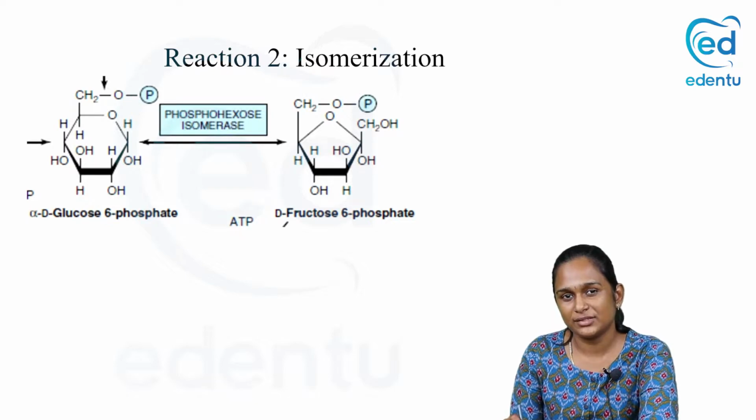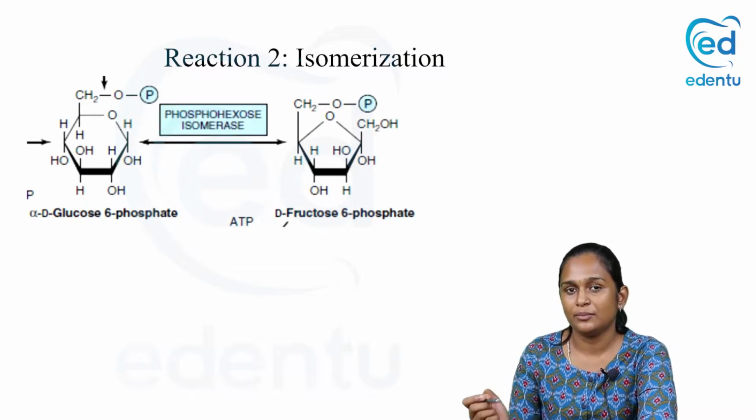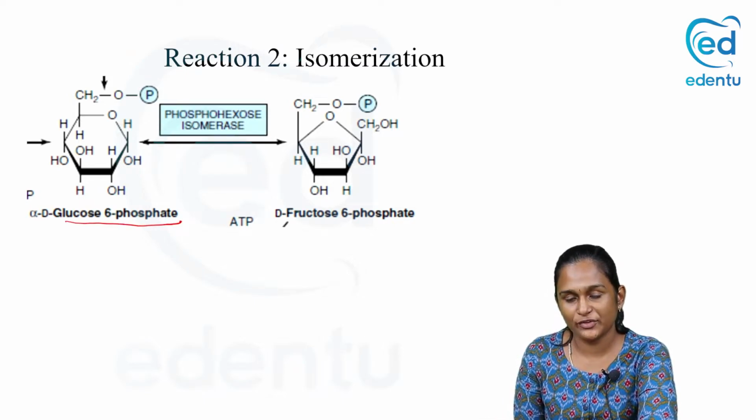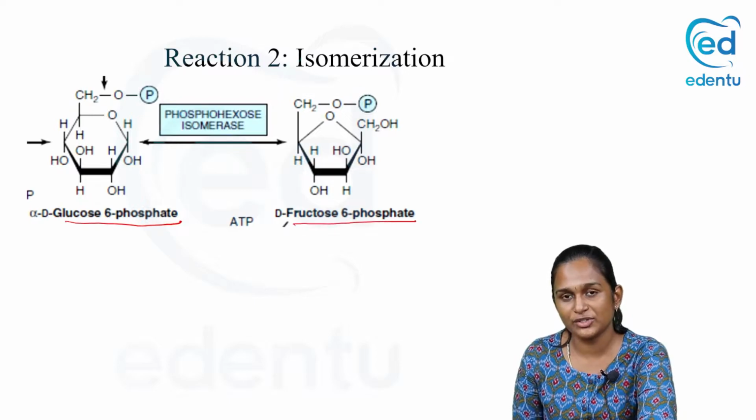Next, here comes the enzyme phosphohexose isomerase. Hexose means 6-carbon atom; glucose is a 6-carbon monosaccharide. So glucose is converted to fructose. Glucose 6-phosphate is converted to fructose 6-phosphate.